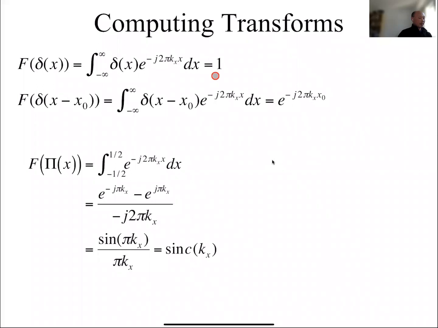And that's easy because if you go back to the sifting property, the delta function in any integral just picks out the value of this. In this case, it'll pick up the value of this function at zero. E to the zero is just equal to one. And so that's good to remember.